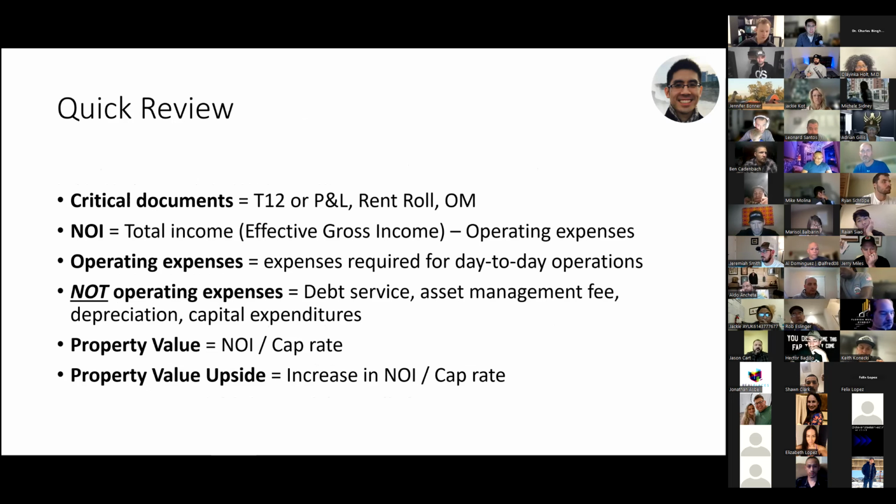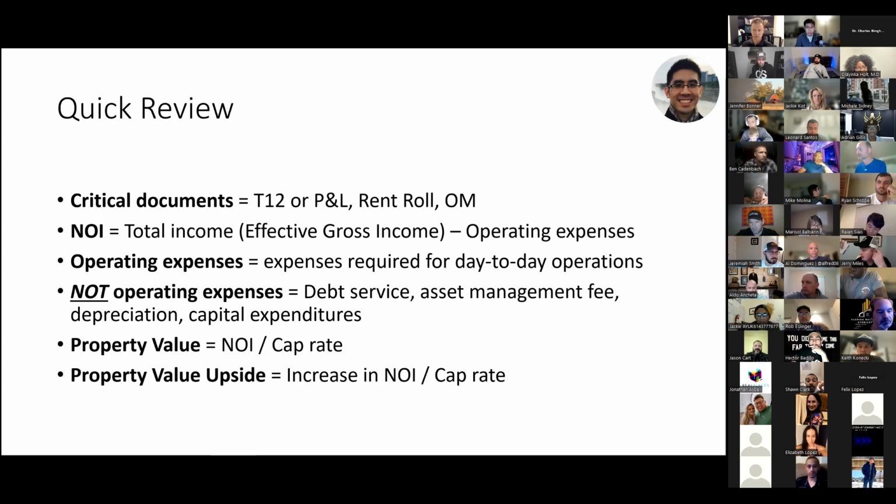NOI is the total income, or the effective gross income, minus operating expenses. Operating expenses are any expenses that are required for the day-to-day operations to run the business. These are above the NOI line expenses. And then non-operating expenses are expenses that are not required to run the property, which includes debt service, asset management fee, not to be confused with property management, as we discussed last week, depreciation, and capital expenditures.